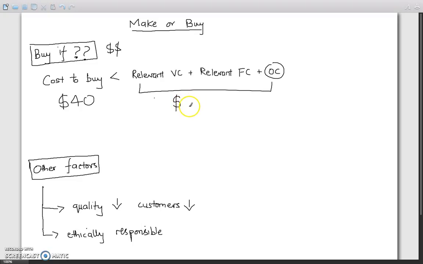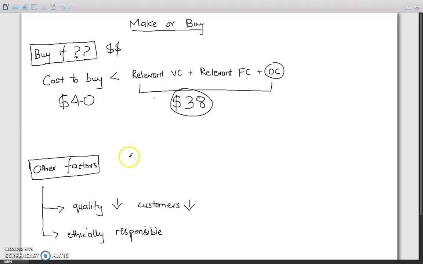So for example, if the cost to make it is 38 bucks, then it's foolish to actually outsource the production of your product, right guys? Because you're basically making it for less money yourself. Why would you want to pay 2 more bucks for each unit that you could have produced for less? Again, but that is just the monetary aspect of it.